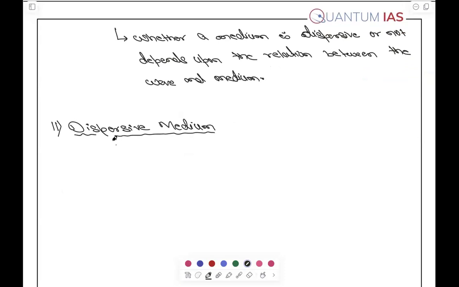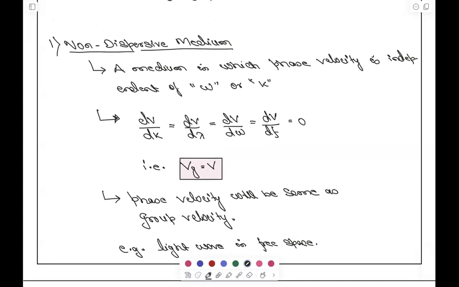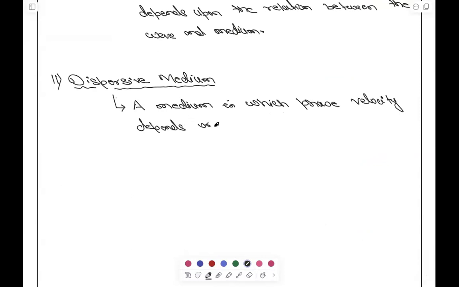So what is a dispersive medium? Obviously, what will we write? A medium in which phase velocity depends on omega or k. Simply you can say that Vg will not be equal to V. V or Vp is the same, right? Please understand this thing: V and Vp are exactly the same.